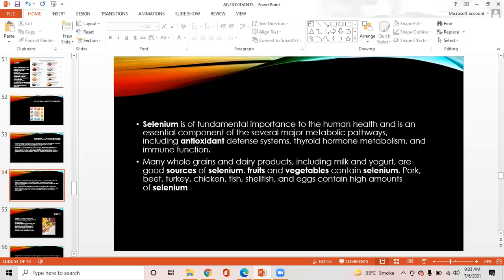Selenium is of fundamental importance to human health and is an essential component of several major metabolic pathways, including antioxidant defense system, thyroid hormone metabolism, and immune function. Many whole grains and dairy products, including milk and yogurt, are good sources of selenium. Fruits and vegetables contain selenium, and other sources are described.